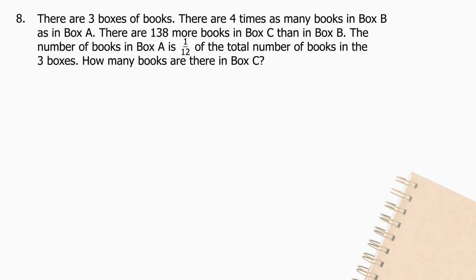Question 8. There are 3 boxes of books. There are 4 times as many books in box B as in box A. There are 138 more books in box C than in box B. The number of books in box A is 1/12 of the total number of books in the 3 boxes. How many books are there in box C?